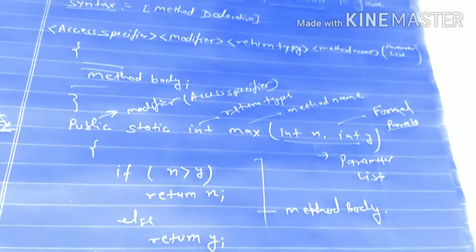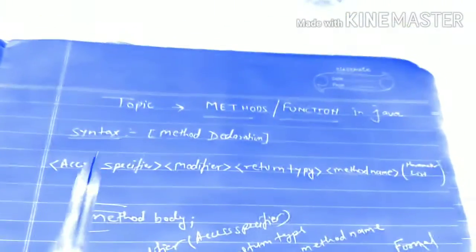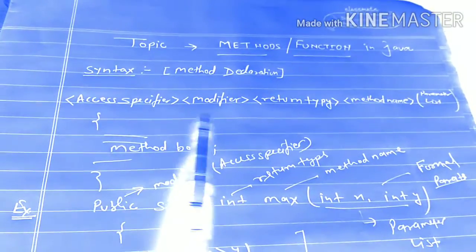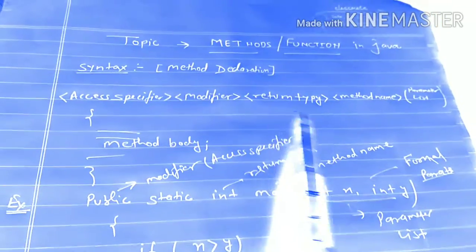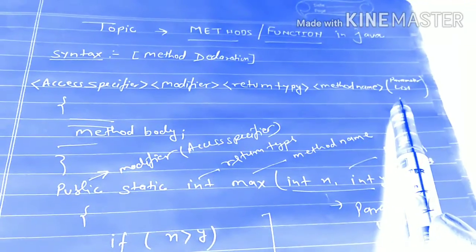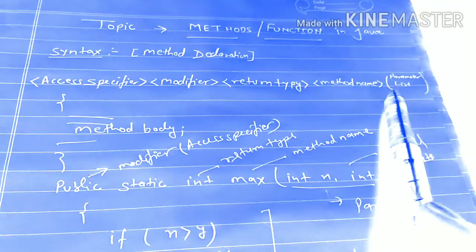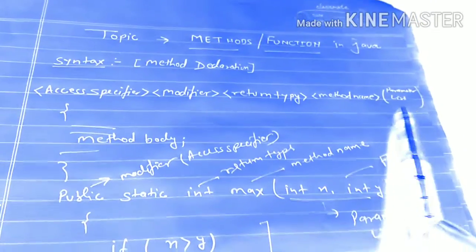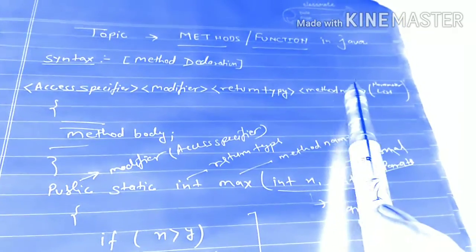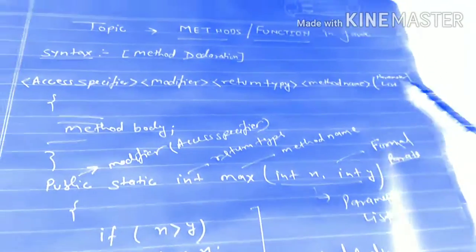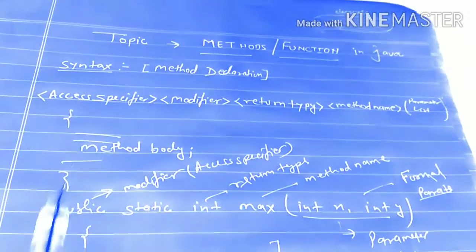Okay guys, once more, the declaration of a method. First is the access specifier, modifier, return type, method name, and parameter list. The parameter list has one or more types. If no argument is passed, it is called a default parameter list. We can pass one parameter, two, three or more. And then the method body.